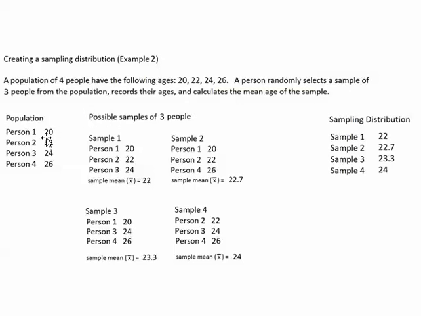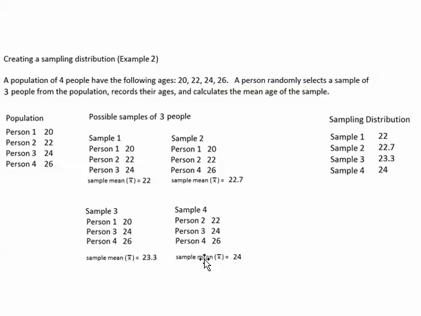First, we need to take our population and sort it into all possible samples of 3 people. I did that by just leaving out one person from each sample. I left out person 4 from sample 1, I left out person 3 from sample 2, I left out person 2 from sample 3, and I left out person 1 from sample 4. Once I got the 4 possible samples, I just calculated the mean of each sample by adding the 3 numbers and dividing by 3. I did that 4 times.